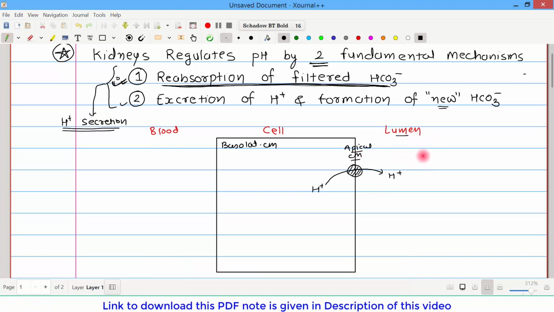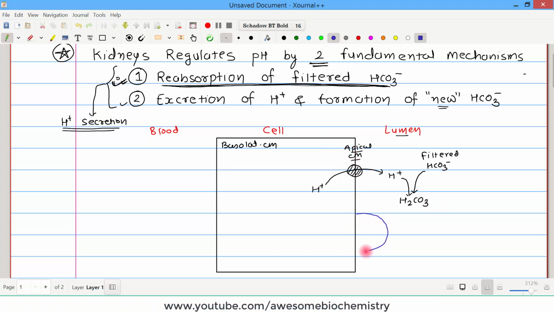Now, inside this lumen, there is a presence of filtered bicarbonate. This filtered bicarbonate immediately binds with the H+ and forms carbonic acid, that is H2CO3. Now, on this apical cell membrane, one enzyme is present. It is called carbonic anhydrase 4. This carbonic anhydrase 4 causes the dehydration of this carbonic acid into water and carbon dioxide. Right? As soon as this water and carbon dioxide are formed, they are transported back inside the cell.